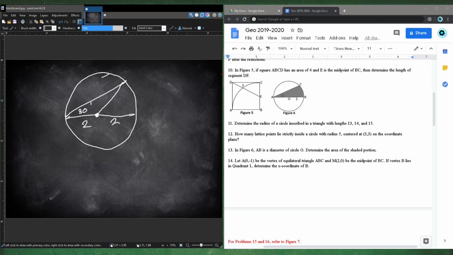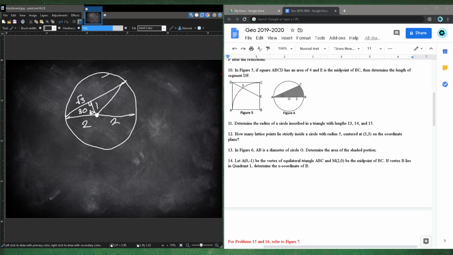Remember what I said about 30, 60, 90, right? Make a right triangle. So this is 30, this is 60. So opposite of the 30 is half that, so that's 1. Opposite of the 60 is half and then times square root 3. So half of that is 1 times square root 3, which is square root 3.